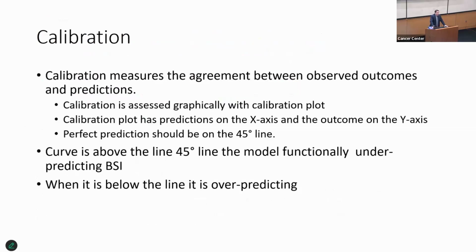Okay, so when you put a risk prediction model into a new setting, in addition to just looking at a C statistic, you need to look at something called calibration. Calibration measures the agreement between observed outcomes and predictions. It's assessed graphically with a calibration plot, with the predictions on the x-axis and the actual outcomes of people at that level, what they actually ended up having, on the y-axis. A perfect prediction should be on the 45-degree line. So if it goes straight there, what you're predicting is exactly what's actually happening. Curves that are above the 45-degree line functionally underpredict outcomes, and when it's below the line, it overpredicts.